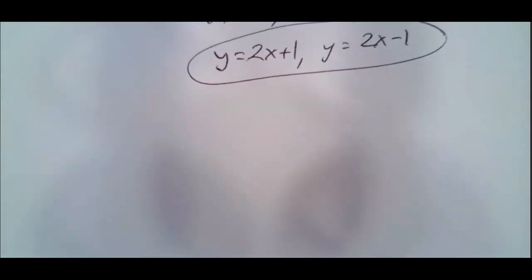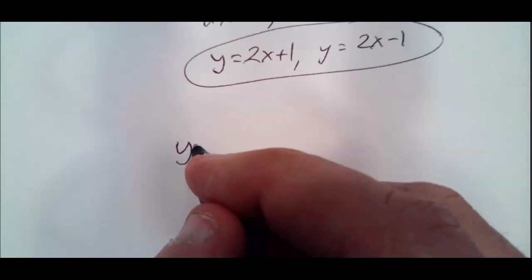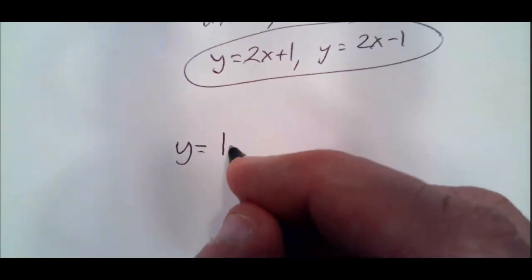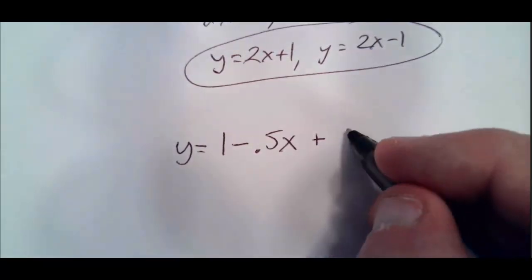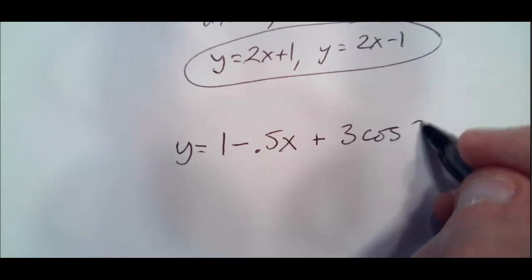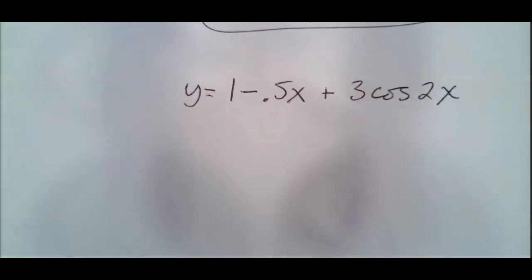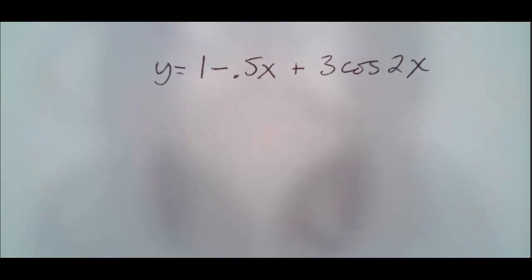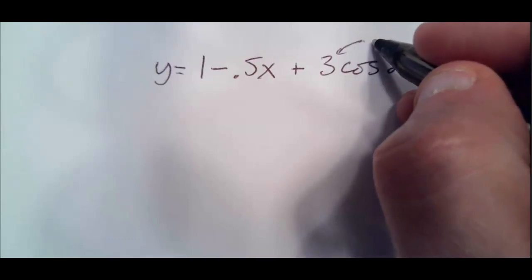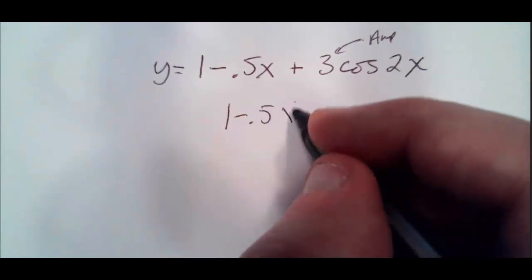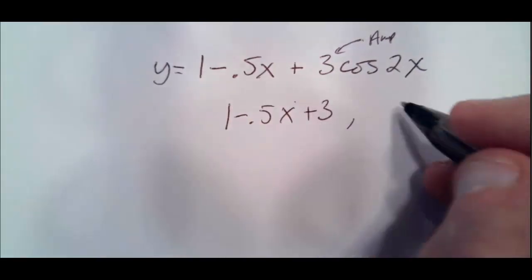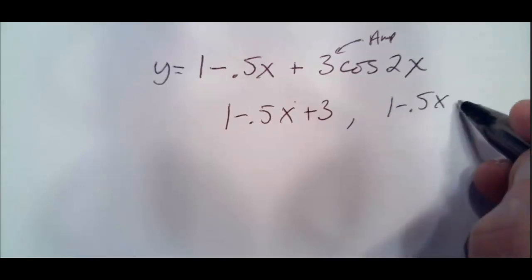Everybody try this one: y is equal to 1 minus 0.5x plus 3 cosine 2x. Pause the video, try that one. Our amplitude in this case is 3. So this is going to be 1 minus 0.5x plus 3, and 1 minus 0.5x minus 3.